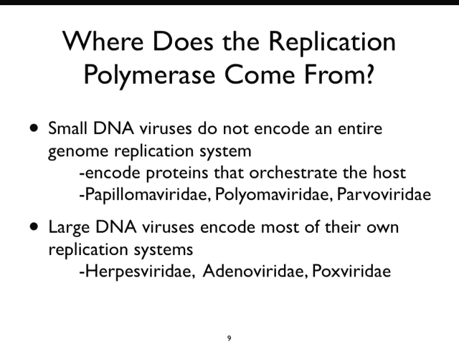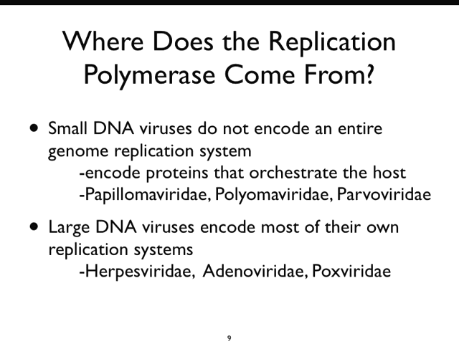So, where does the replication polymerase come from? As I said to you before, small DNA viruses do not encode an entire genome replication system, but they do encode proteins that orchestrate the host. So members of the Papillomaviridae, the Polyomaviridae, and the Parvoviruses, all small DNA viruses, double-strand circles, single strand, they use a lot of the host machinery, and they tend to encode 1 to 2 proteins. 2 proteins for papilloma, 1 protein for the Polyomaviridae, 2 proteins for the Parvoviruses, although really one is a subset of the other.